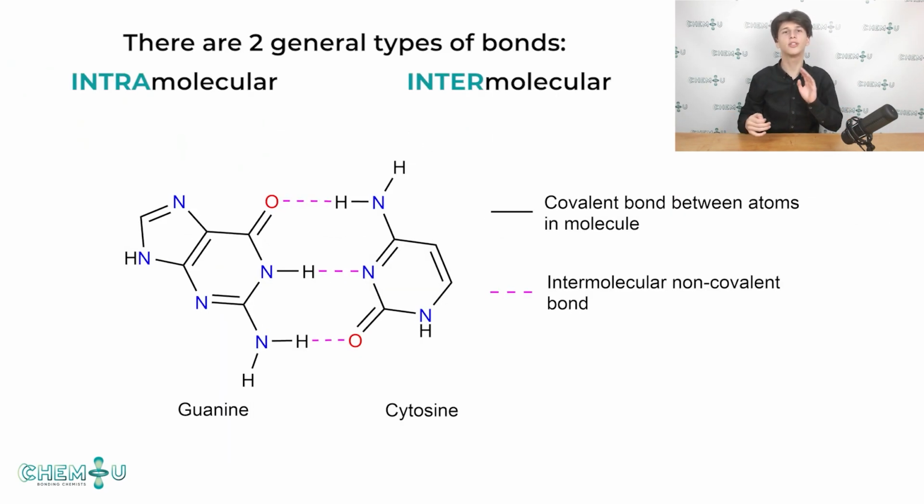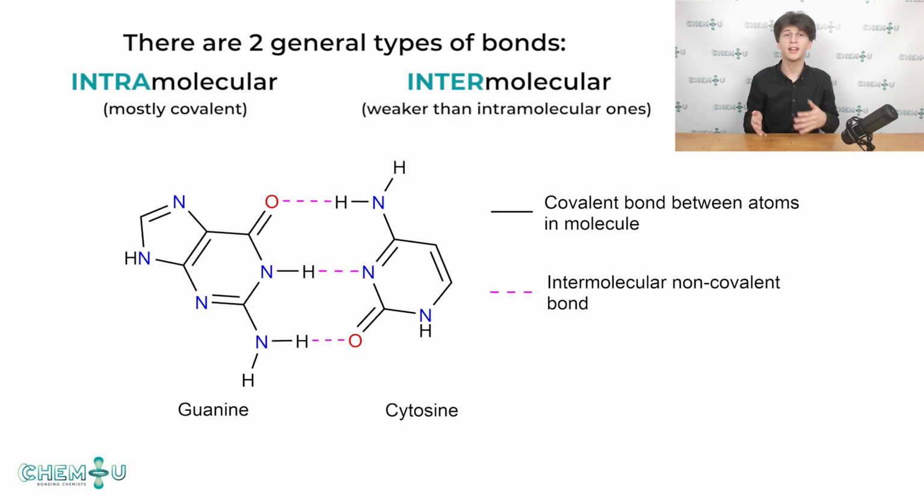By the way, there are two general types of bonds, the intramolecular and intermolecular one. The first one exists within one molecule between the constituent atoms. In contrast, the intermolecular bonds exist between two different molecules and are always much weaker than intramolecular bonds. On the slide you can clearly see some examples of different bonds. The intramolecular bonds are colored black, whereas intermolecular bonds are depicted in pink.